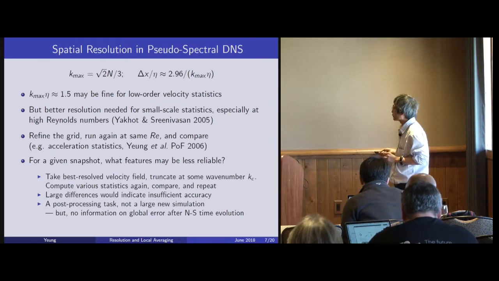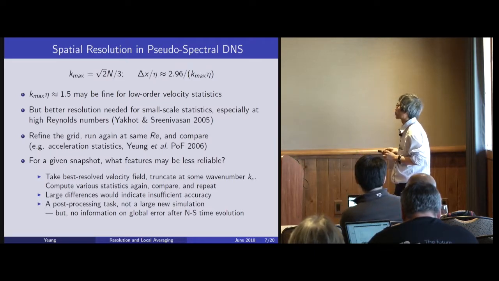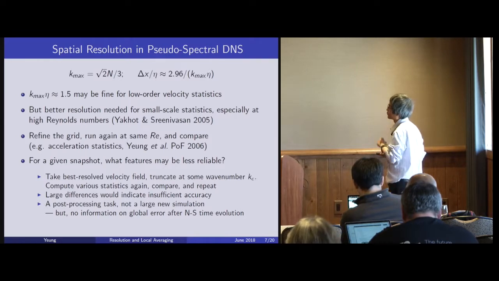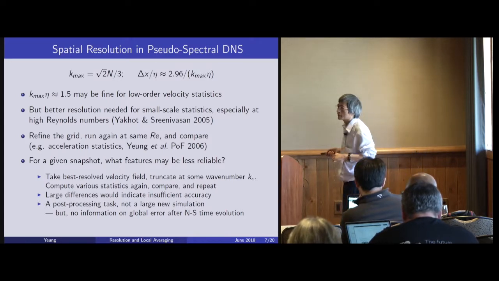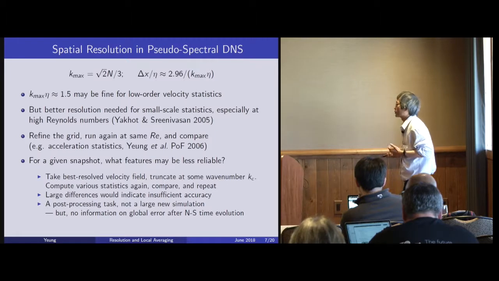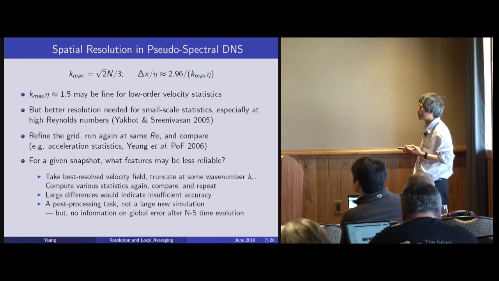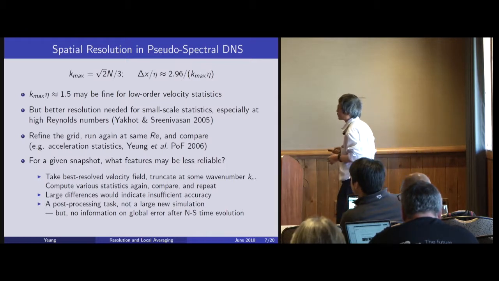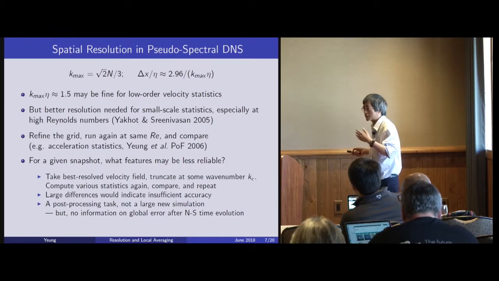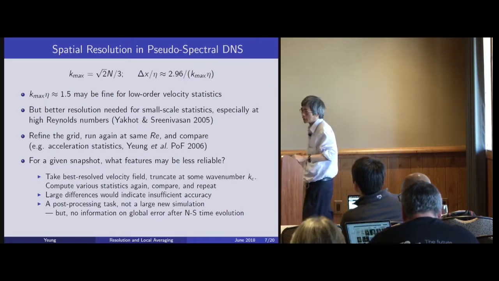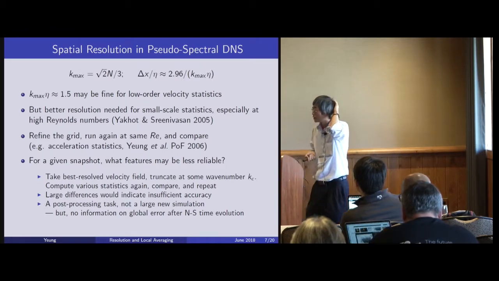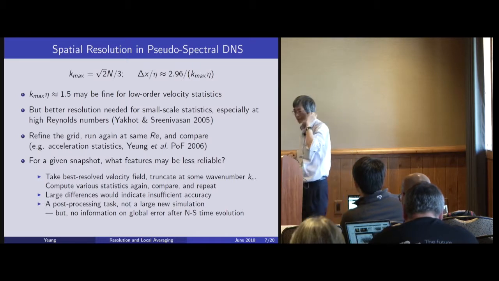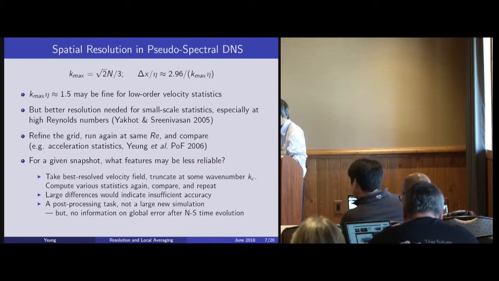So we can take a relatively well-resolved velocity field, truncate it, filter off some of the high wavenumber content, and compute the statistics again. Have they changed a lot? If they have not changed a lot, that means that the simulation certainly is accurate enough. Otherwise, we have something to worry about, and this is a post-processing task. It doesn't require us to go to the next highest level. On the other hand, the limitation is that we don't know what the Navier-Stokes equation is going to do with it, and this is not really allowing us to obtain some more accurate answers.